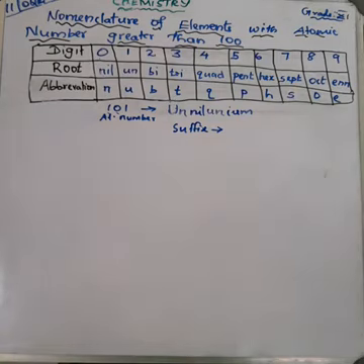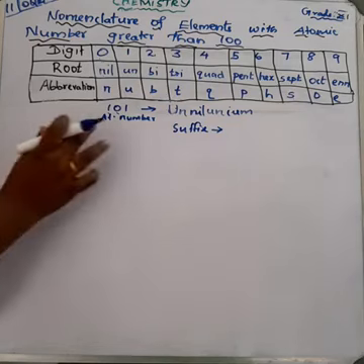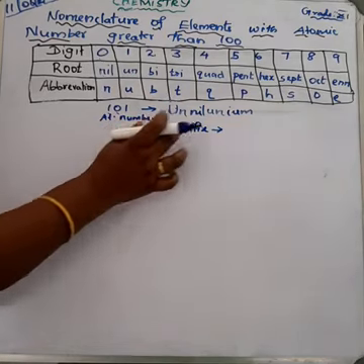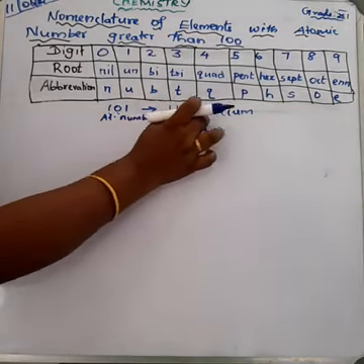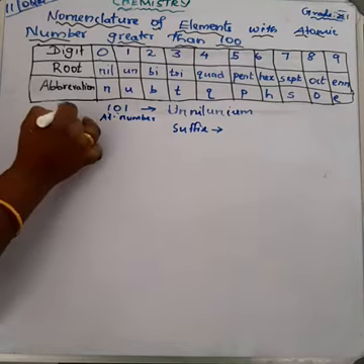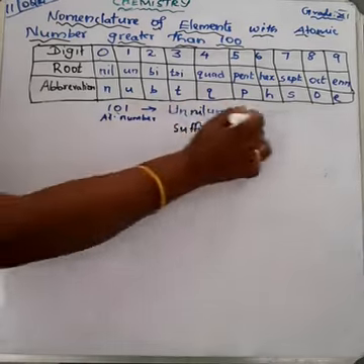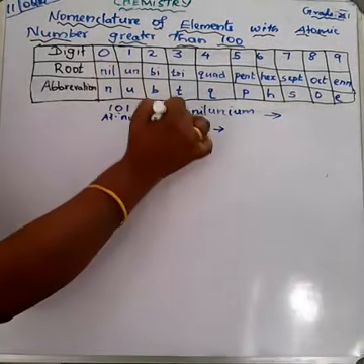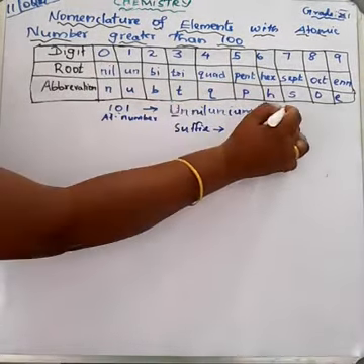Okay, so for the 101, what is the temporary name? Unnilunium. Unnilunium. Understood? And after that, what is the symbol? We can write, for 1 means un. What is the abbreviation? U.